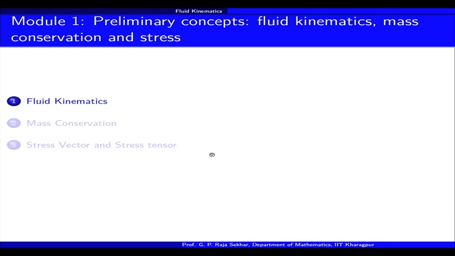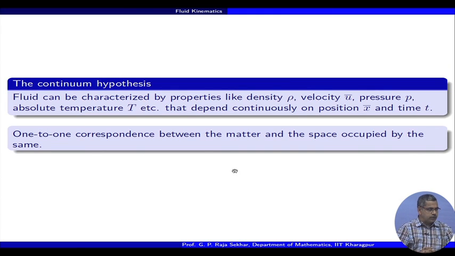When we start with fluid kinematics, one would try to understand the basic continuum hypothesis. What is the continuum hypothesis? A textbook definition is a one-to-one correspondence between the matter and the space occupied by the same. It is like this: you have an object, and there is a one-to-one correspondence between the space and the matter of this object. Suppose you move it, then again there is a one-to-one correspondence. So it is completely continuum.